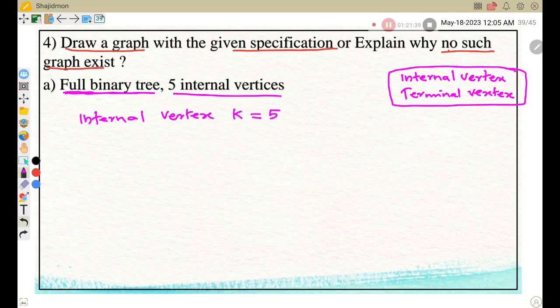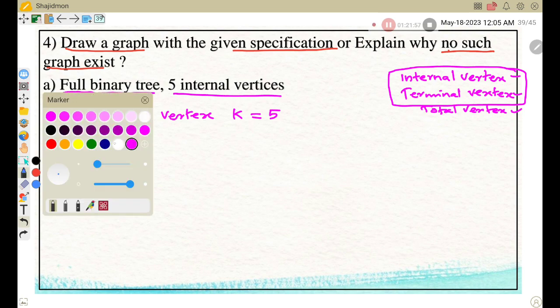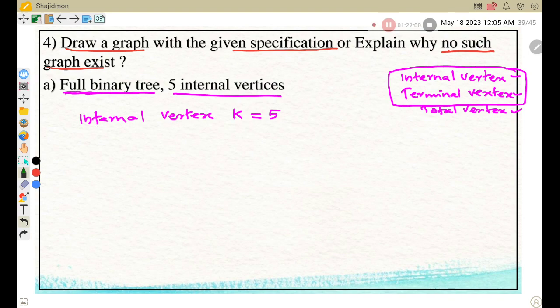So if you want to draw a full binary tree, we need to know how many internal vertices and how many terminal vertices. If you know these two, you can also check the total vertices. So these 3 points, always be careful when drawing a full binary tree. Here K equals 5. Now we need to calculate how many terminal vertices. The rule for terminal vertices is K plus 1, correct? So 5 plus 1, that is 6.